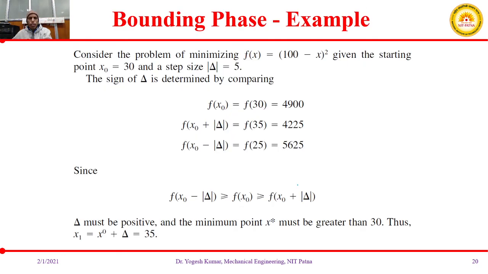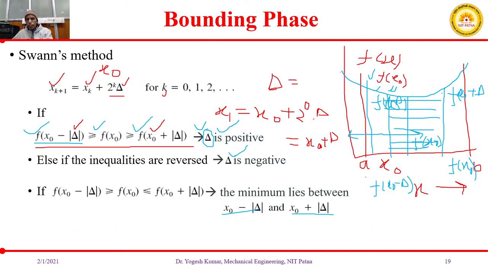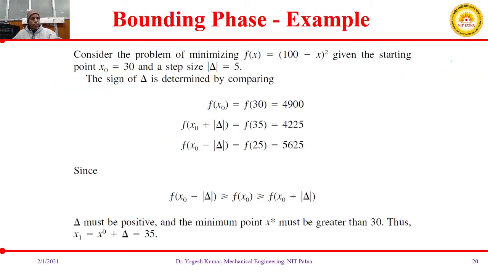I will take one example for more clarity. I'm moving ahead with a corresponding example, how we can find out a region by using your bounding phase method. Okay, so let us take one example. Consider the problem of minimizing fx equal to 100 minus x square, for the given starting point x0 equal to 30 and a step size delta equal to 5.